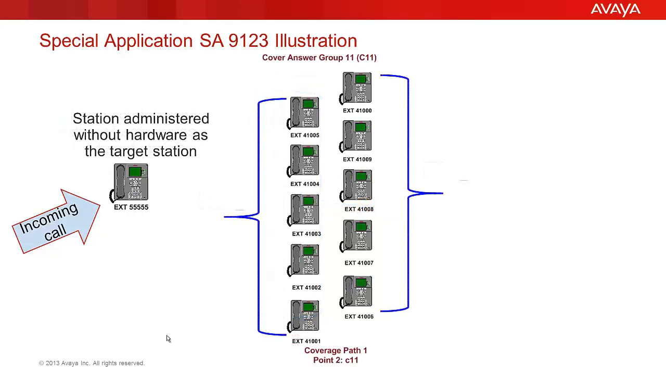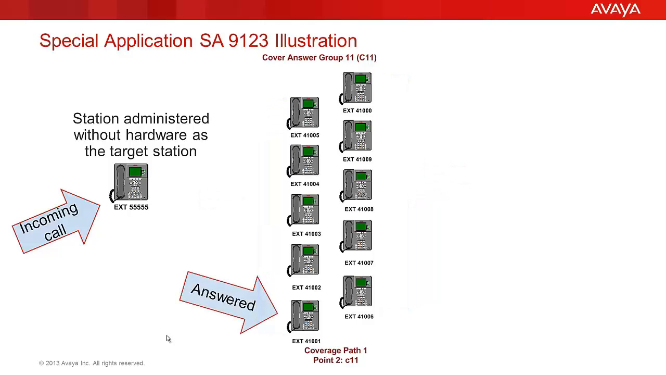Those stations that are members of both groups will ring as shown in the illustration because the SA 9123 is enabled. If it is desired to make the call ring an extended amount of times, the final cover point number of rings can be extended to that desired number. Alternately, an additional cover point could be enabled for a third CAG group, voicemail, or auto-attendant coverage as desired.